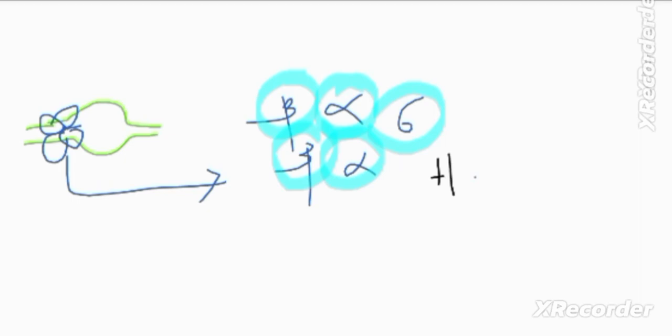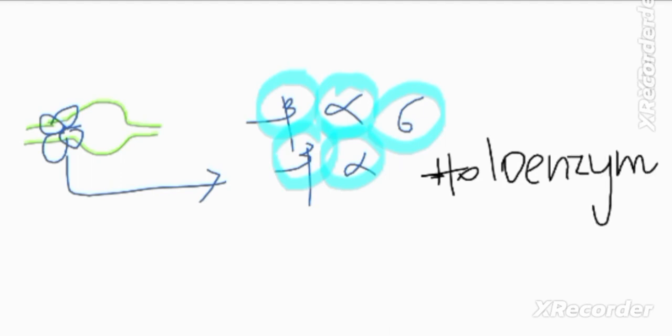The remaining part is 2 alpha and 2 beta subunits, which are known as the core enzyme. So they read the DNA and form the RNA. The core enzyme and sigma factor together are known as the holoenzyme.